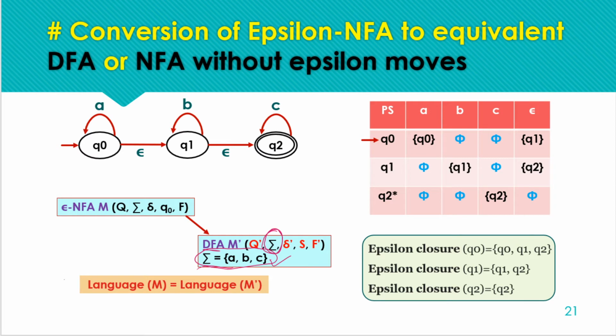The next requirement is that both machines should have the same language, meaning the language of the given NFA with epsilon closure and the language of the resulting DFA without epsilon closure must be the same, meaning they must accept the same set of strings. So the language of both machines, the given and the resulting machine, should be the same. So these are our requirements, and unlike NFA to DFA conversion, even the initial state is not the same as the given NFA.